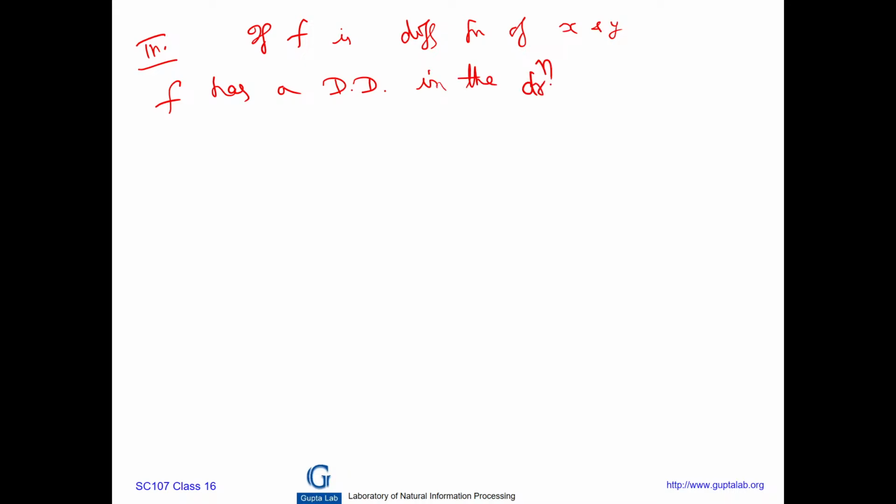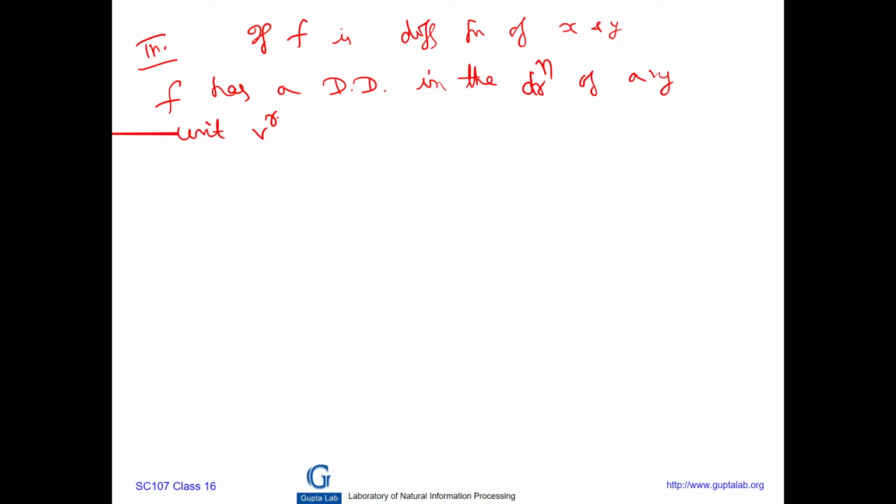If f is a differentiable function of x and y, then f has a directional derivative. I call it dd. Directional derivative dd in the direction, direction is short for drn, of any unit vector.